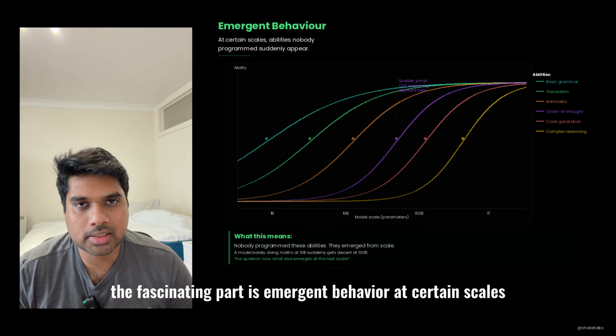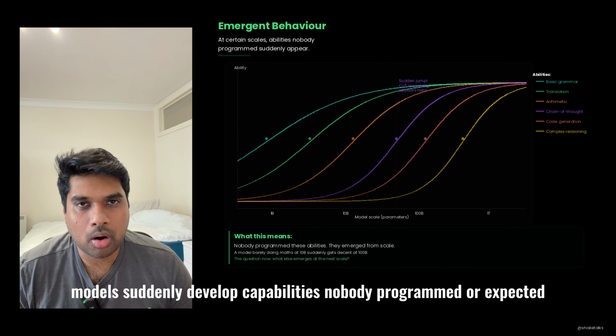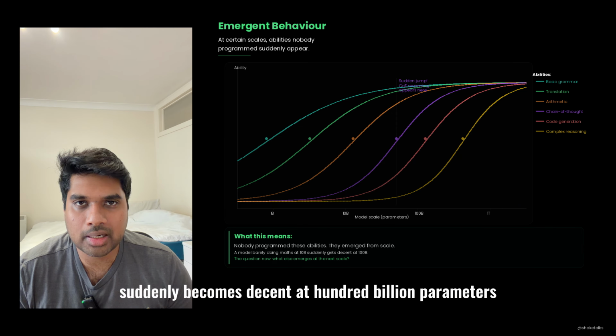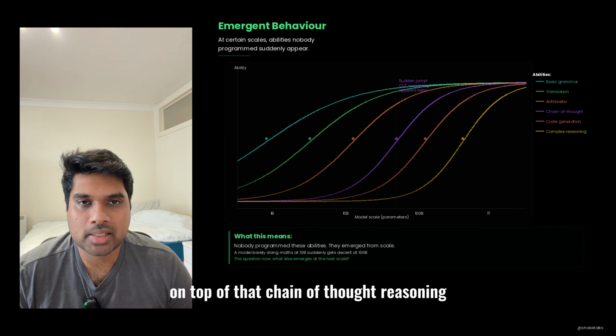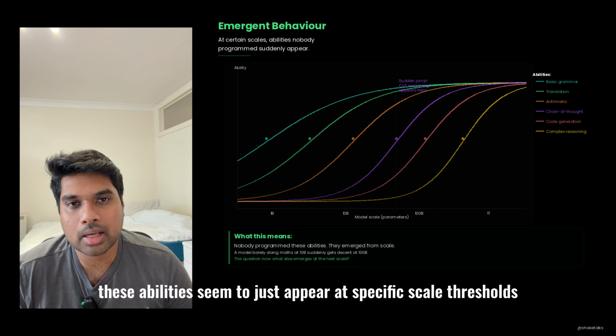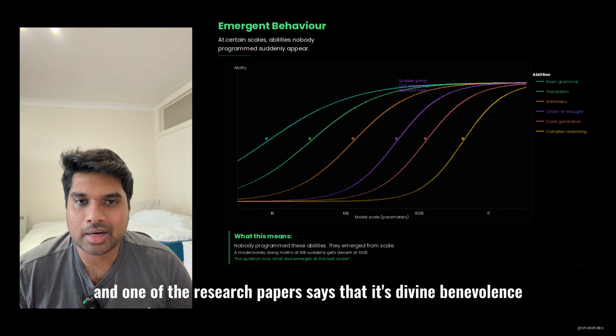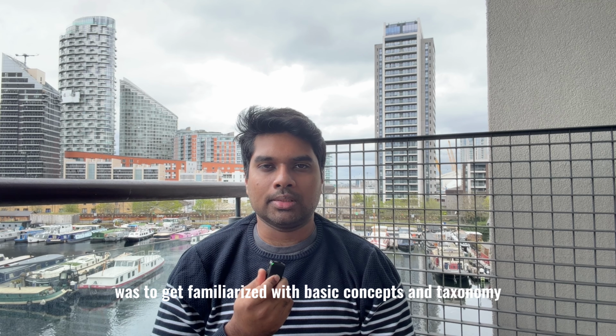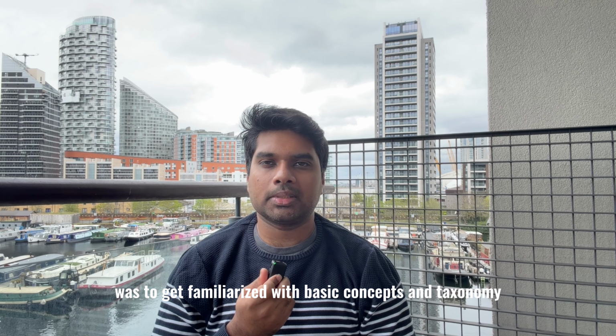A fascinating part is emergent behavior. At certain scales, models suddenly develop capabilities nobody programmed or expected. A model that can barely do basic math at 10 billion parameters suddenly becomes decent at 100 billion parameters. On top of that, chain of thought reasoning, code generation, translation between languages it barely saw. These abilities seem to just appear at specific scale thresholds. And one of the research papers says it's divine benevolence, because there is no answer why the model performance has improved.